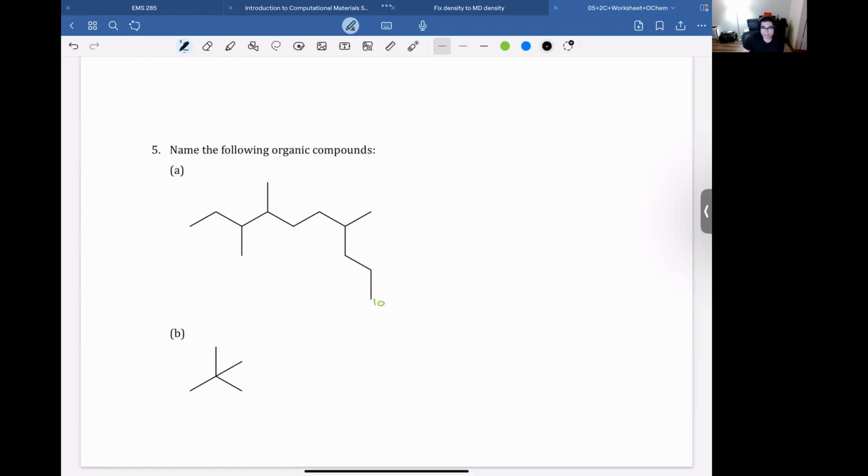Number 5, it says name the following organic compounds. So for this one, the first thing you want to do is find the longest parent chain. So for naming these alkanes, you want to find the longest carbon chain. This is going to be your parent chain.